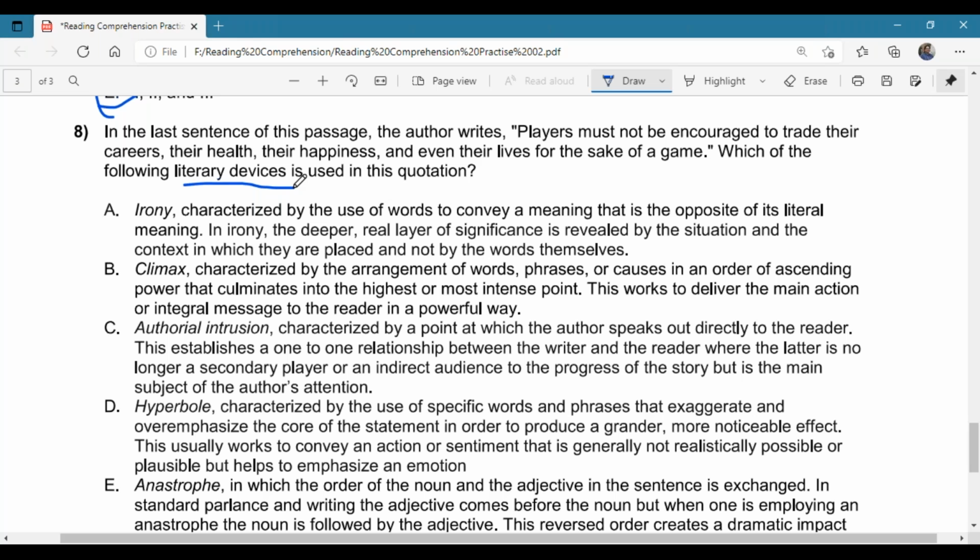What is the style of writing of the author in the particular passage? For example, the styles are already mentioned here. What is irony? What is climax? What is authorial intrusion? What is hyperbole? Anastrophe? The definition of everything is given here, and accordingly, you can identify what is the right one. What do you think is the right one?